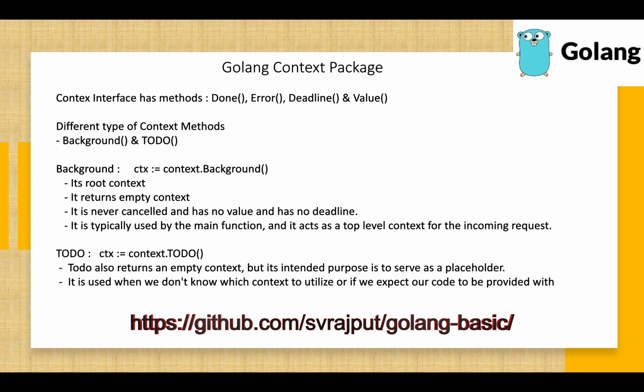Now let's talk about the TODO function. The TODO function returns an empty context, but the intended purpose is to serve as a placeholder. It is used when we do not know which context to utilize, or if we expect our code to perform within a context but the upstream code has not yet furnished one. Then we use the TODO context as a placeholder.